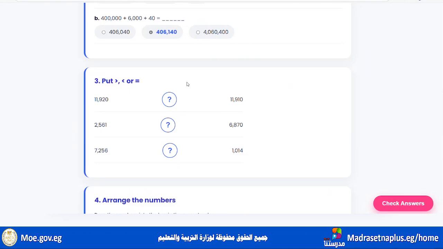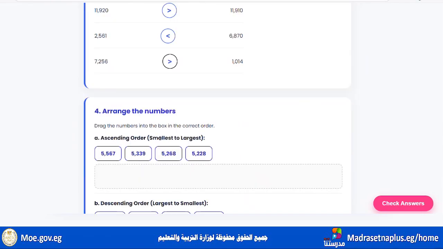Put greater or less. Check the number from the left. 11,000, 11,000, 920, 910. 920 is greater. 2,000, 6,000. 6,000 is greater. 7,000, 1,000. 7,000 is greater.